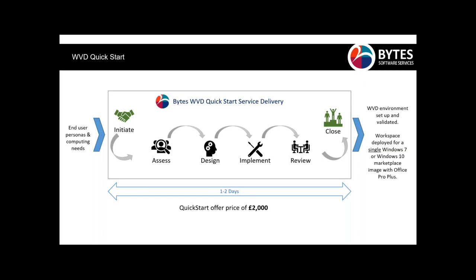Just to add, one of the benefits of the licensing of Windows 10 and Office 365 Pro Plus is the fact that they're licensed on a per user basis. So it doesn't matter what type of device you're accessing the Windows Virtual Desktop from, you've got the rights to do that, and it doesn't count against the 5 device licensing limitation that you have with Office 365 Pro Plus. So £2,000, quick start, 2-day engagement to get you up and running. It's certainly worth having a look at.